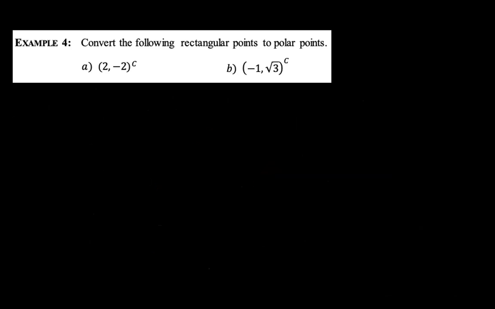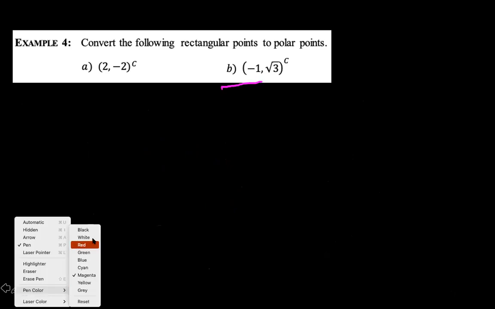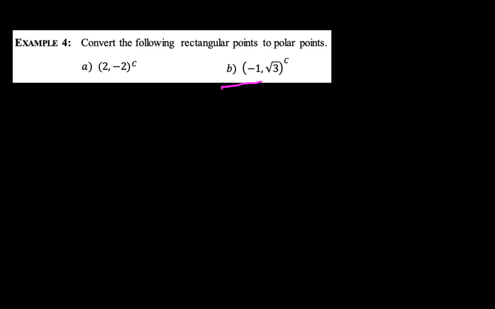Okay, now let's work on letter B. Letter B is negative 1, square root of 3. This is our Cartesian point or rectangular points. So our x is equal to negative 1 and our y is equal to square root of 3.